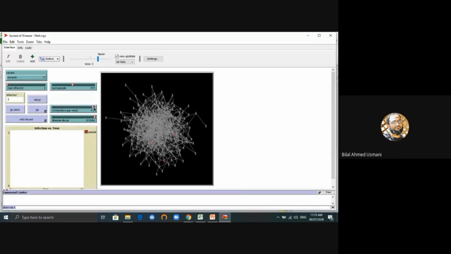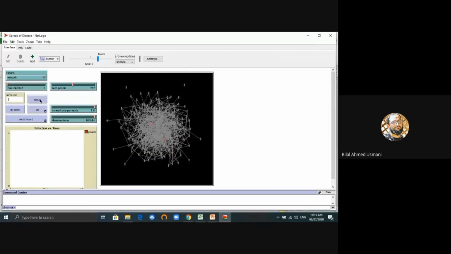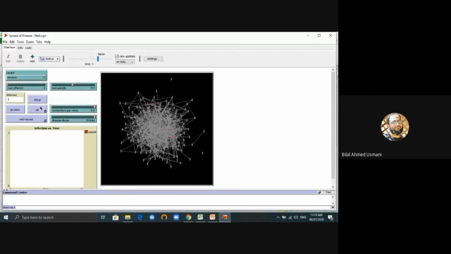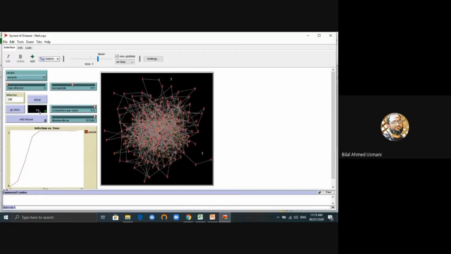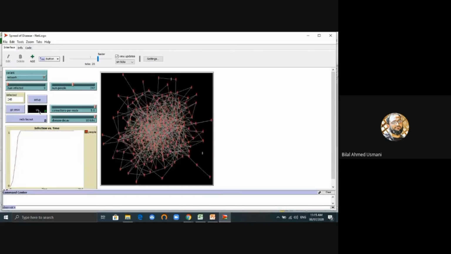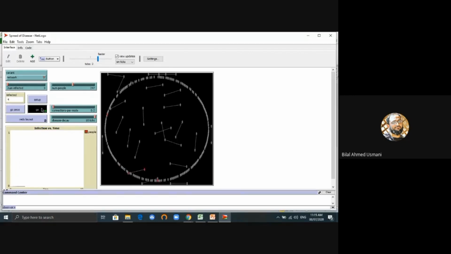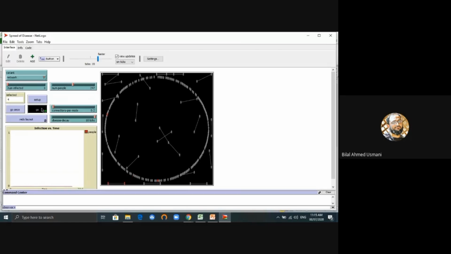So the more connections per node, the tighter the network is. If I run it again, you can see that everyone will get infected really quickly. But if I decrease the connections per node to say 0.2 and then let it run, the infection won't spread at all.